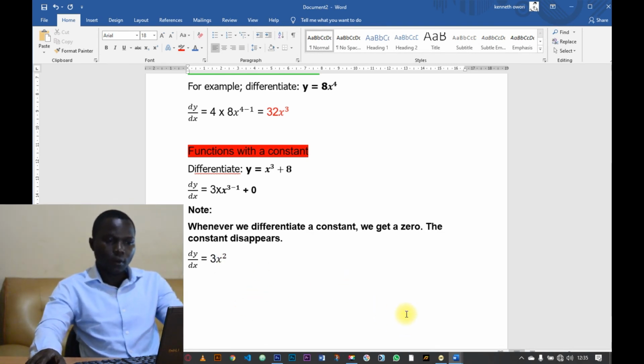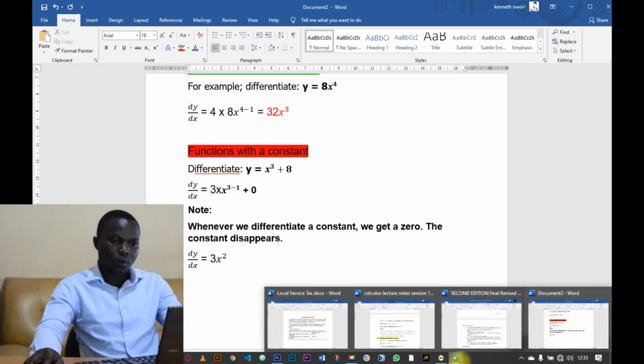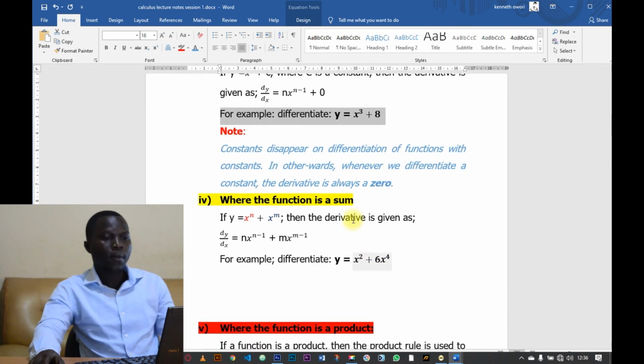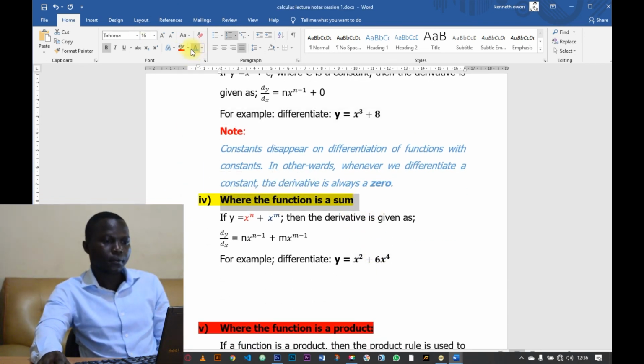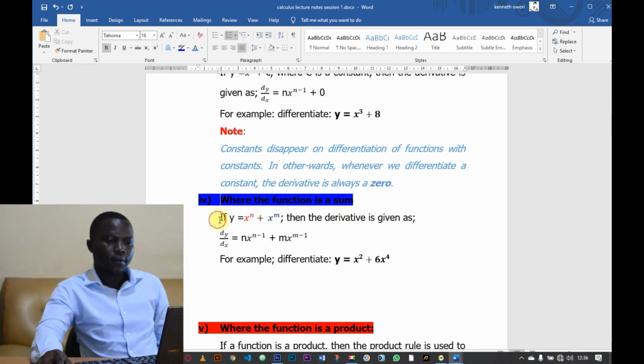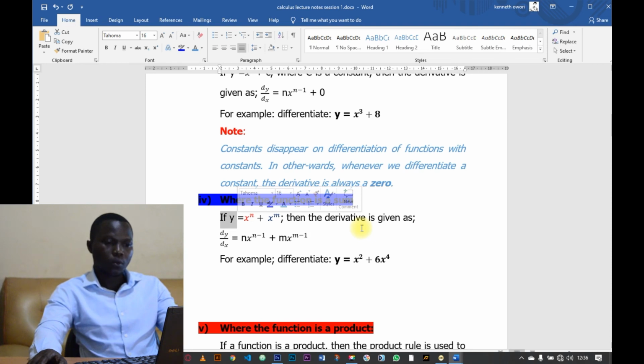So I hope you're following. We can now get to another rule, rule number 4. Those are 3. Let's look at rule number 4, where the function is a sum. We find that if a function is a sum, there is no big difference from the basic rule or from the rules we've looked at previously.